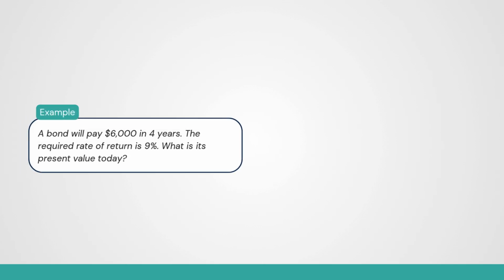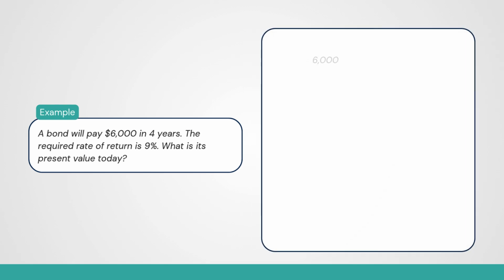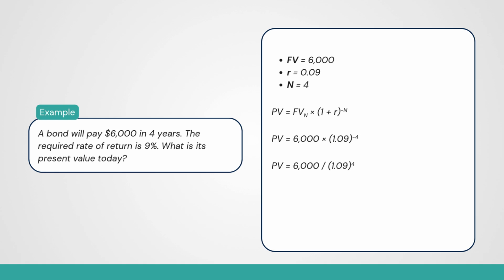Here's a classic application. A bond will pay $6,000 in 4 years, and your required rate of return is 9%. What's it worth today? Take the future value of $6,000 and discount it by dividing by 1.09 to the 4th power, about 1.4116. And you get $4,250.37. That's the most you should pay today to earn your 9%. Discounting future cash flows like this is the heart of how we value almost every financial asset.